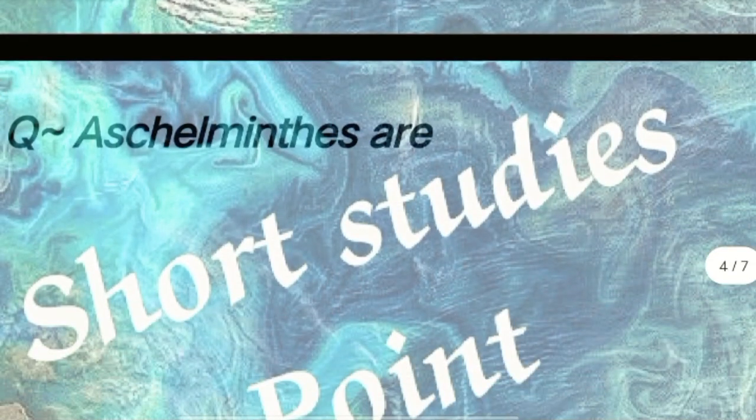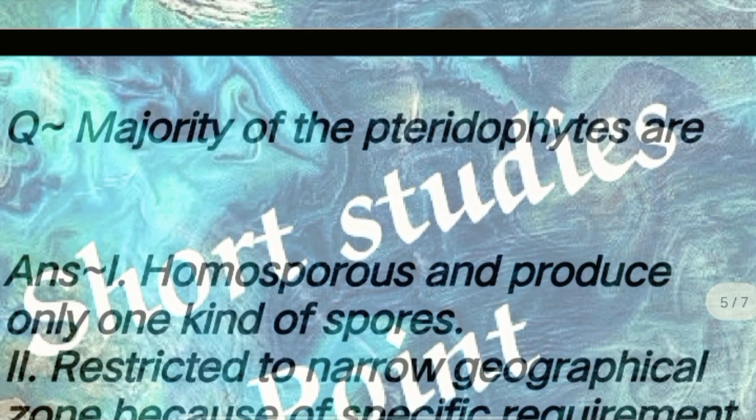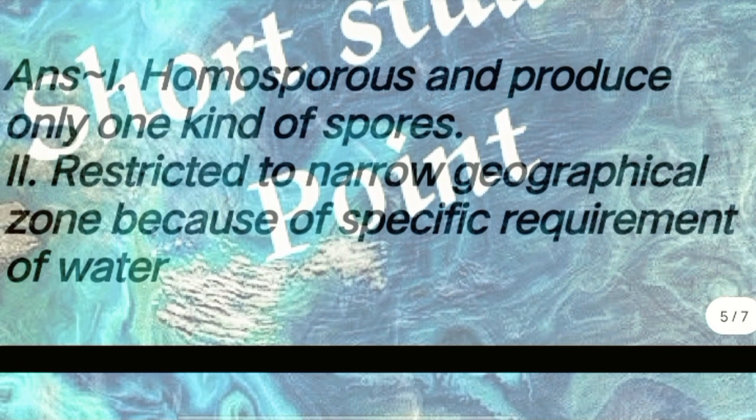Next question: Schizocoelomates are? Answer: Pseudocoelomate. Next question: Majority of pteridophytes are? Answer: Homosporous and produce only one kind of spores. Second, restricted to narrow geographical zone because of a specific requirement of water.